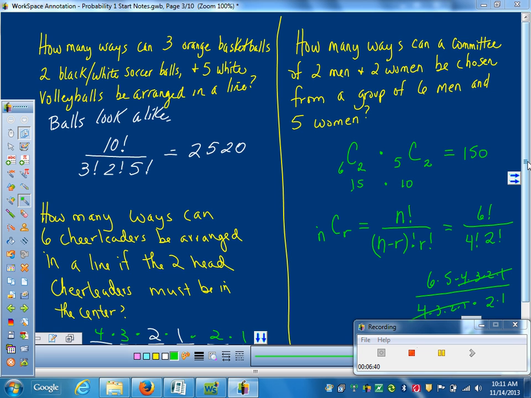6 men, and you're supposed to choose 2 of them. 6 choose 2 is 6 factorial, and the bottom is 4 factorial with 2 factorial. So this one is men, and this one is women: 5 women, choose 2. That's 5, 4, 3, 2, 1 over the bottom, which is 30 divided by 2.